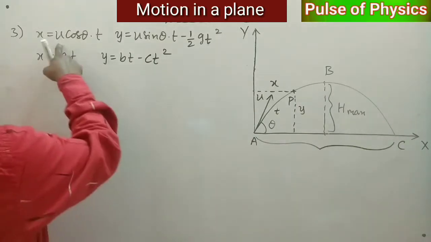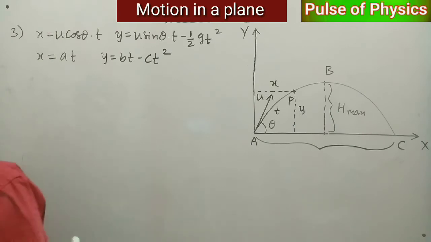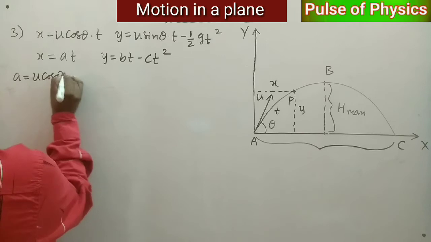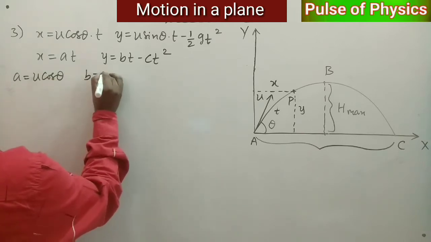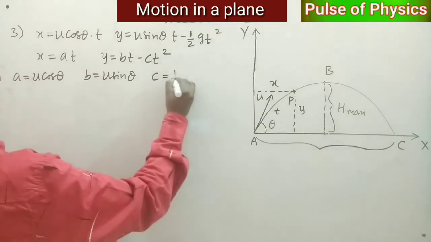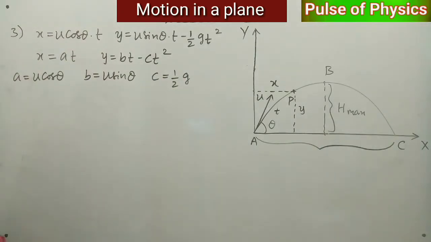We can compare the above two equations. a is equal to what? a is equal to u cos theta, b is equal to u sin theta, and c is equal to half g. Right?